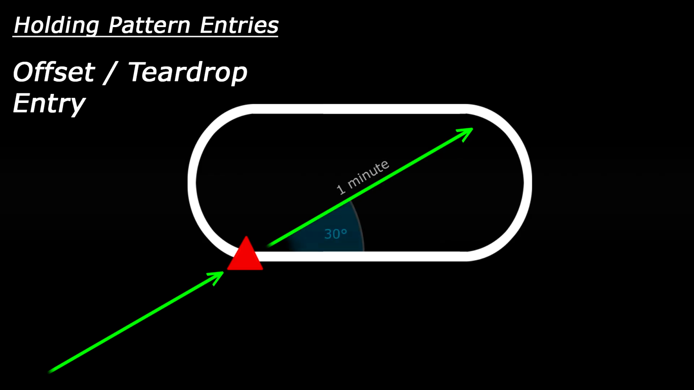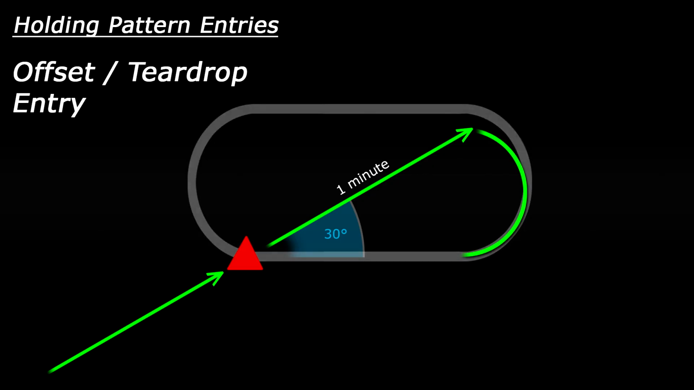The next entry technique is called an offset or a teardrop entry. For this, what you need to do is fly directly to the fix, and then fly at an angle towards the outbound leg. From what I understand, the best way to do this is to fly at an angle of 30 degrees to the reciprocal of the course hold and fly that for 1 minute, which should just about put you at the end of the outbound leg. From there, make a right hand turn and join the inbound leg of the hold. And then once you get back to the fix, begin flying the hold normally from there.